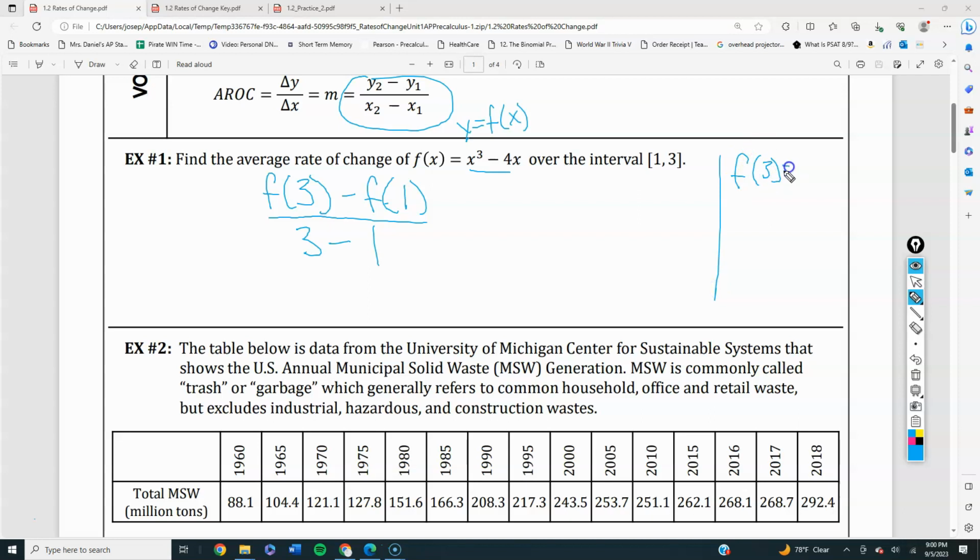What is f of 3? Well, it's going to be 3 to the third minus 4 times 3, which is 15. And my f of 1, why is my writing so bad on this? I don't know. Is going to be 1 minus 4, which is negative 3. So these are my y's, so I'm just going to plug this value back in over here. So I'm going to do 15 minus negative 3 over 3 minus 1, which is 18 over 2, which is 9. My A-rock is 9.